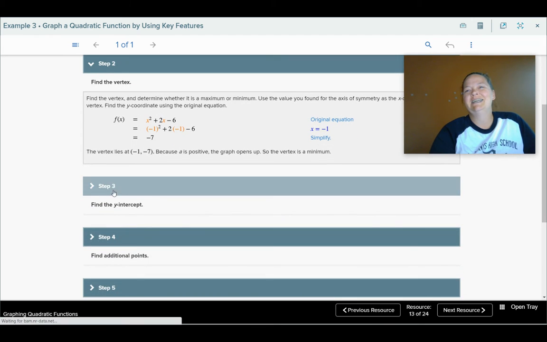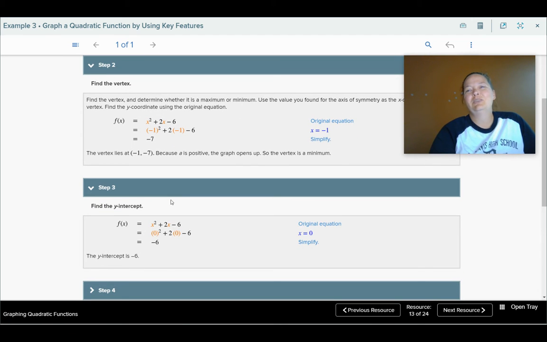Step 3, find the y-intercept. So the y-intercept is where it crosses the y-axis, so that means that your x is 0. So go ahead and put 0 in for x anywhere you see it in the equation. Use your order of operations, simplify it down, and you get negative 6. So we know that the y-intercept is at negative 6.